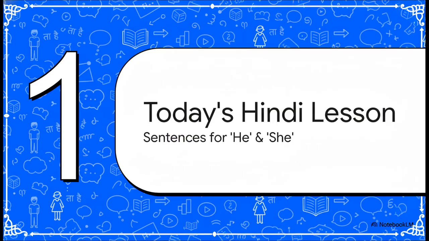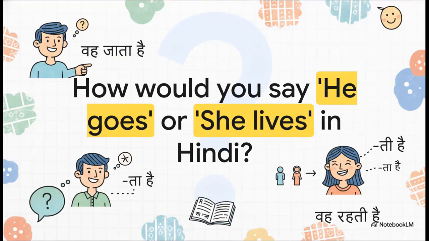All right, so our main goal today is to build some of the most common, most useful sentences you'll ever need. We're talking stuff like he works or she lives. By the end of this short explainer, you're going to be able to form these simple but absolutely essential phrases with total confidence. So let me ask you, right now, how would you say he goes or she lives in Hindi? If you're drawing a blank, that's actually perfect, because in just the next few minutes, we're going to build that knowledge from the ground up together.